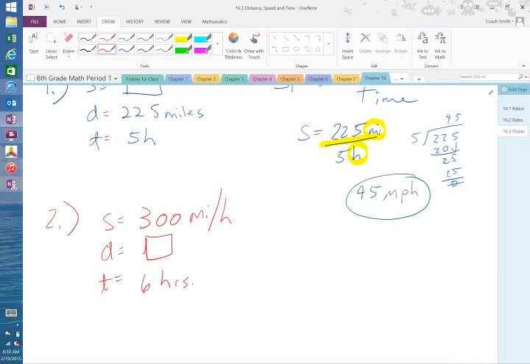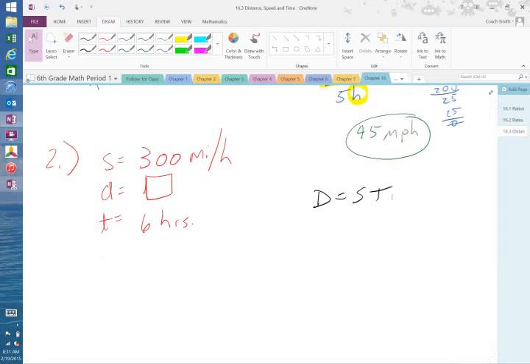Okay, so somebody besides Jonah, give me the formula for distance. Staley. Correct. Distance is equal to speed times time. You need to memorize those formulas, folks, because they will not go away. You'll see them in every single grade from now to the time you graduate. Distance is equal to speed times time. Okay? So, now just fill in the parts that I have. Do I have distance? No, that's why we're using the distance formula. My speed is 300 miles per hour times 6 hours.